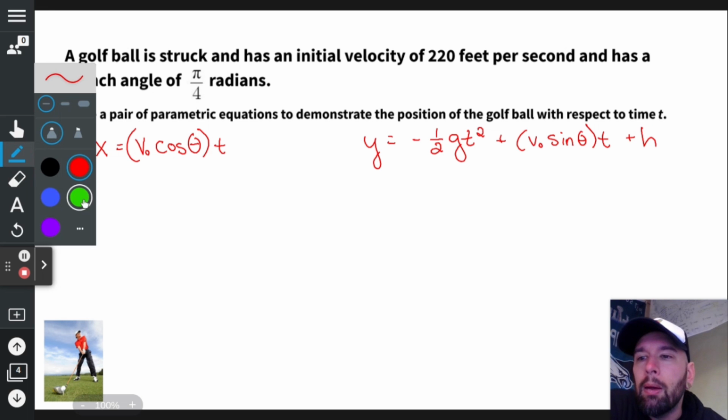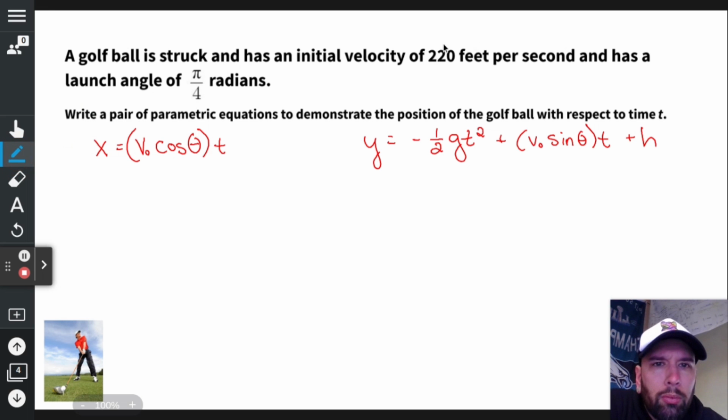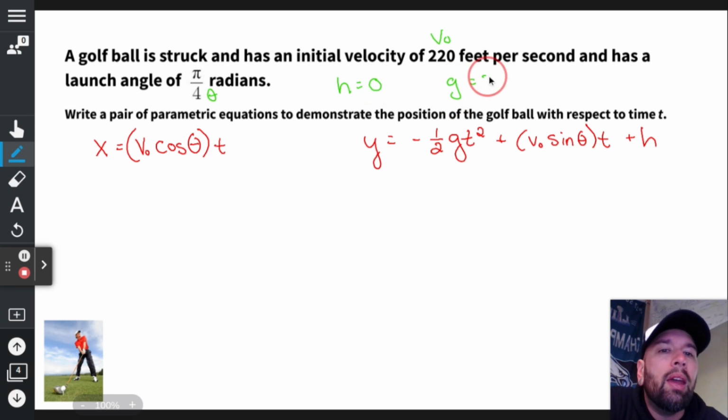Now, you are my initial velocity. You are my launch angle. My height is 0 because I'm launching this off the ground. The g that I'm going to use is going to be 32. If this was meters, it would be 9.8. But since this is feet, we're going to use 32. That's the only thing that's going to change if we were using meters versus feet. Just the g right there.